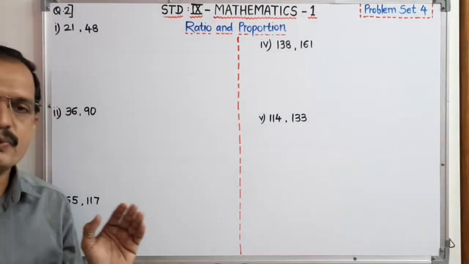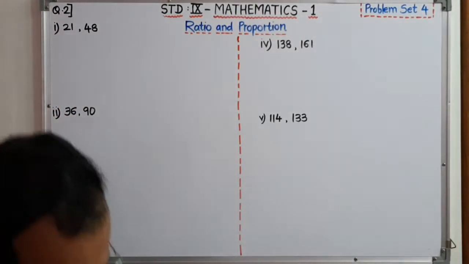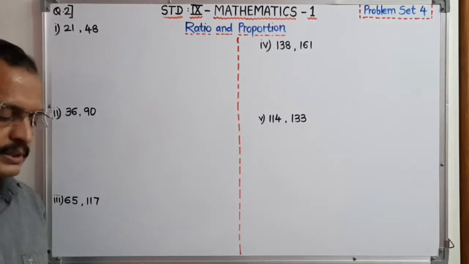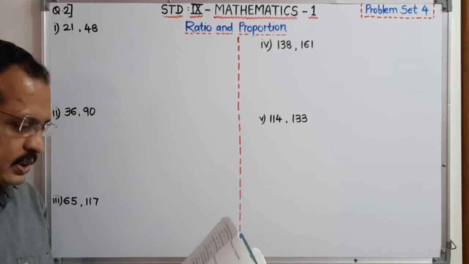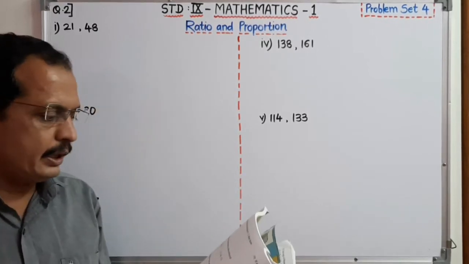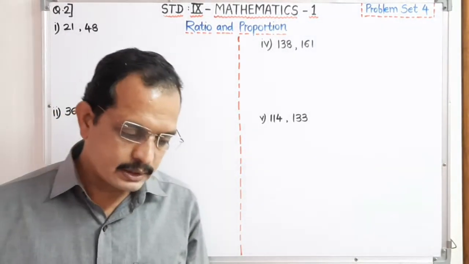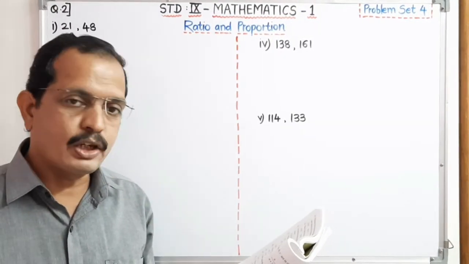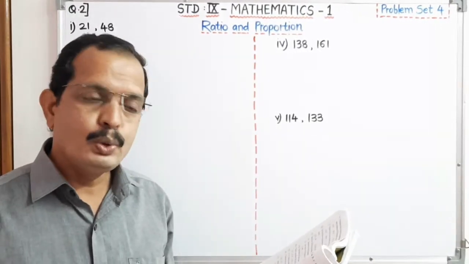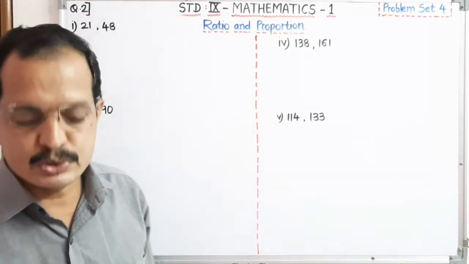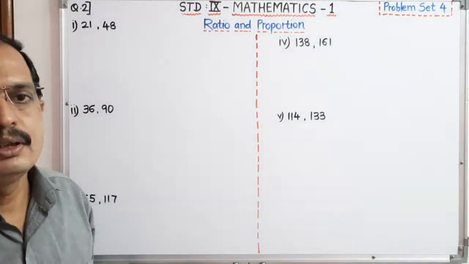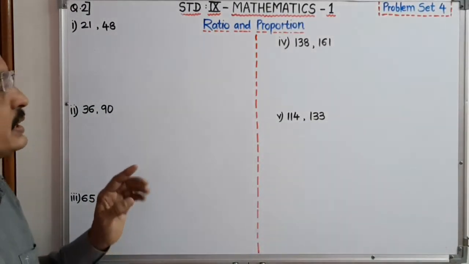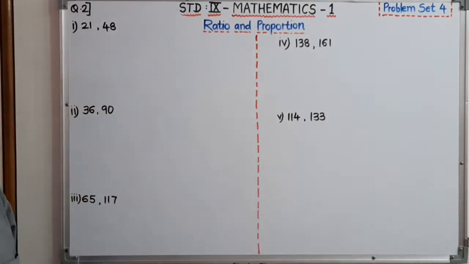Now we have to start with the second question. Second question is given like this. For the following numbers, write the ratio of first number to second number in reduced form. See, I read again. For the following numbers, write the ratio of first number to second number in reduced form. Some numbers are given and we have to write the ratio in reduced form. But the condition is that it is first number to second number.